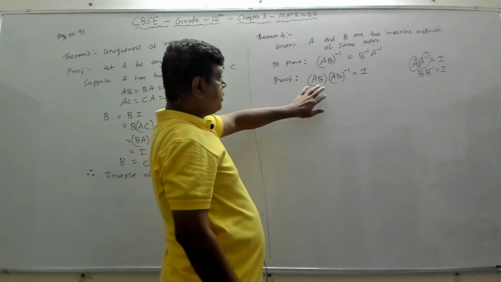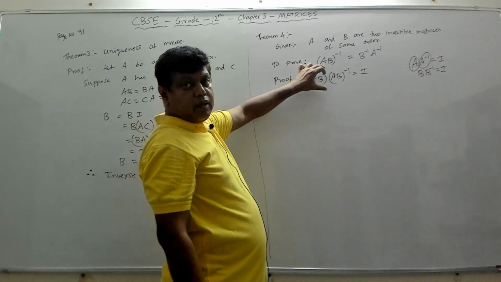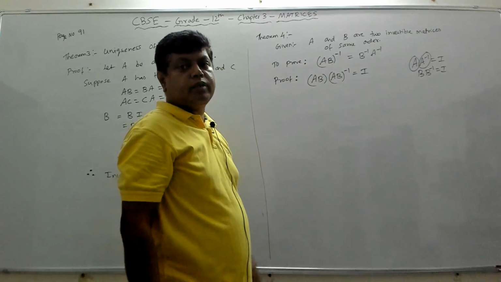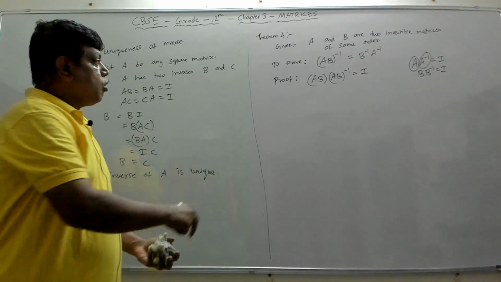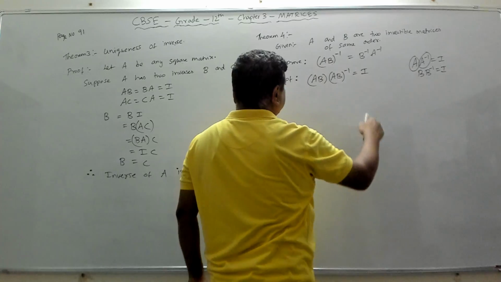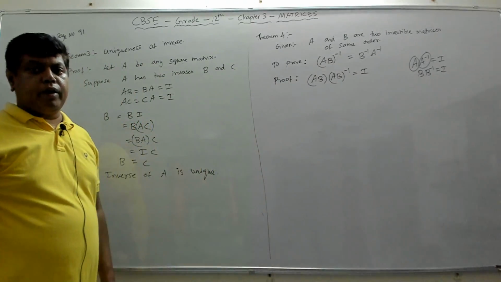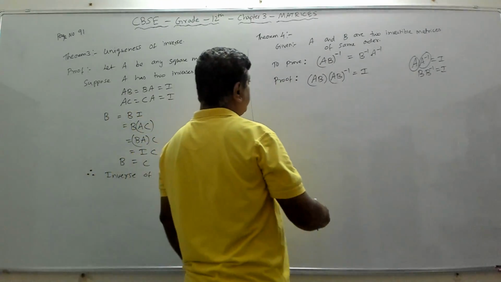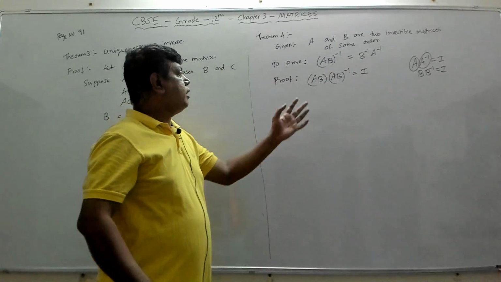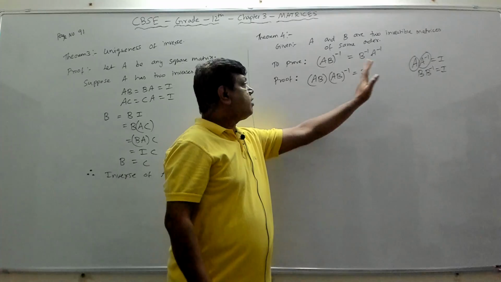So you treat this AB as one matrix, AB, and then AB inverse. So I am multiplying a matrix with its inverse. I should get the identity matrix. Right? So this is true always. AB into its inverse will give you I, which is the identity matrix. Now what we'll do is, we will try to slowly take this A and B to the other side.